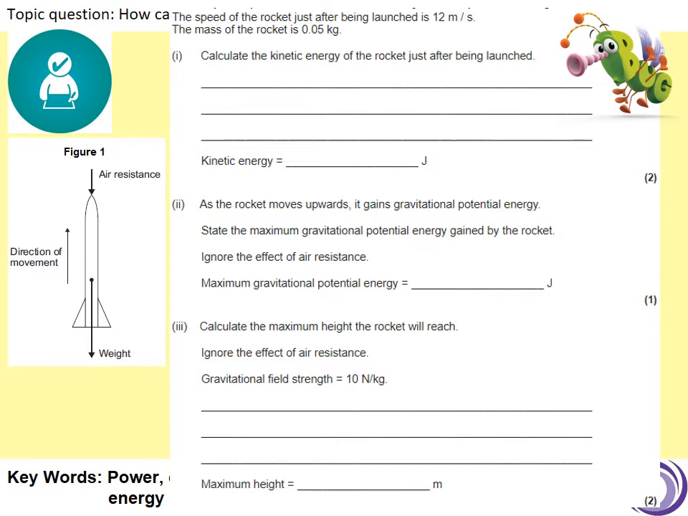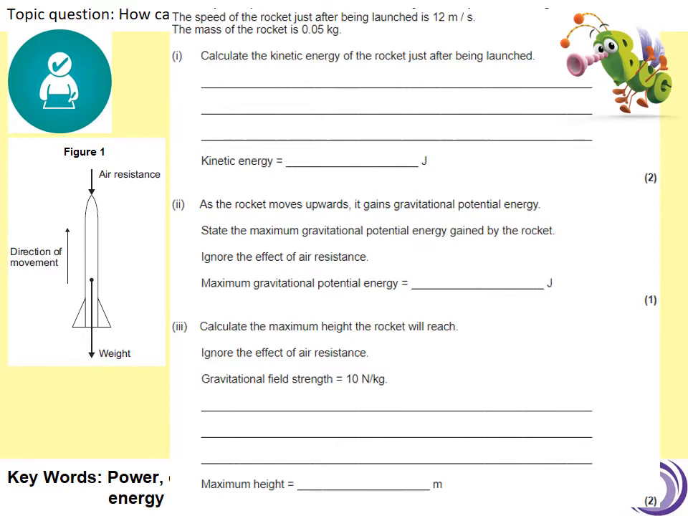And then for part 2, as the rocket moves upwards, it gains gravitational potential energy. You've got to state the maximum gravitational potential energy gained by the rocket. Ignore the effect of air resistance. So that word state would be your command word. So you don't need to do any calculations for this, you just need to write down what that value would be. So think about in the previous slides when we were talking about gravitational potential energy transfers into kinetic energy. The same thing happens the other way around as well. Okay, so what's the maximum gravitational potential energy that they could have for the rocket?